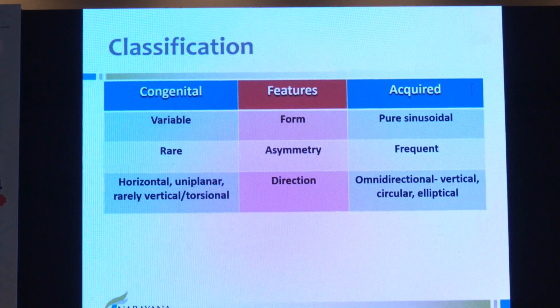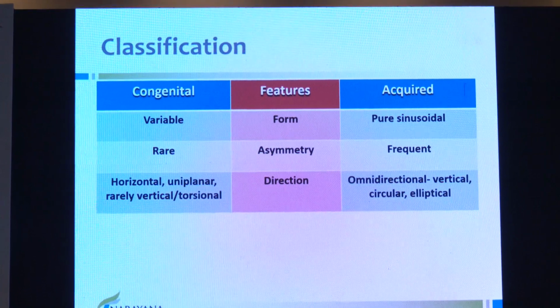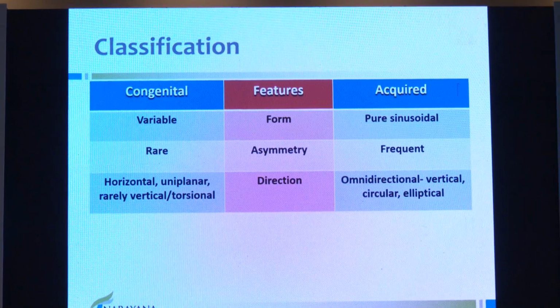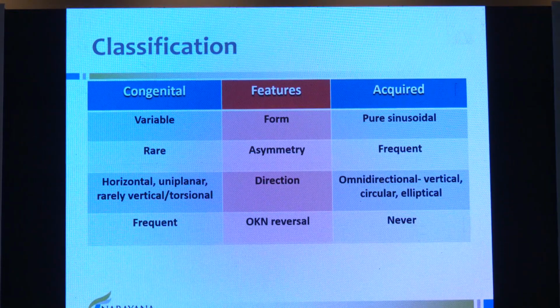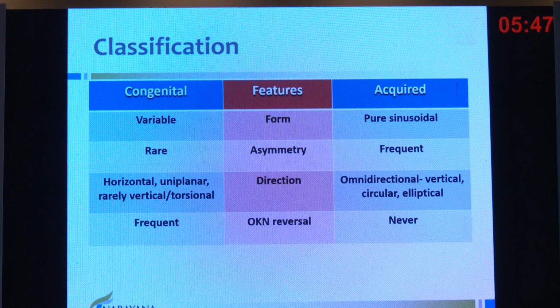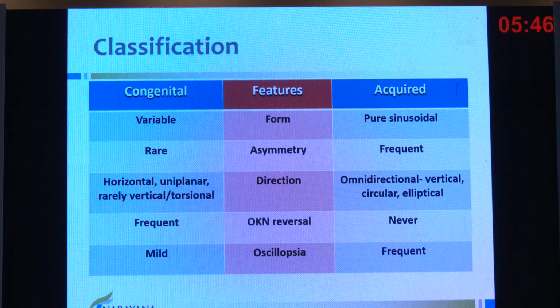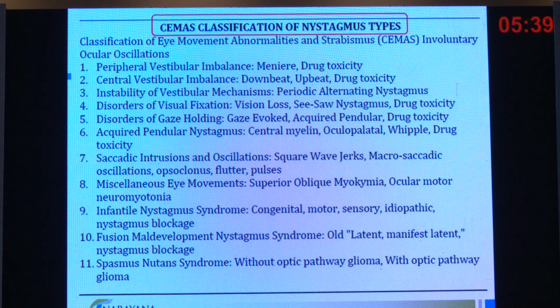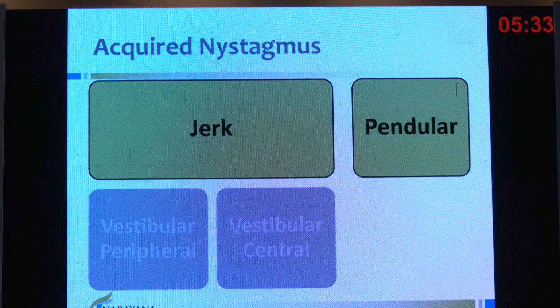Direction is omnidirectional, vertical, circular, elliptical, but in case of congenital it's horizontal, uniplanar, and rarely you get vertical or torsional. Remember, the OKN reversion is never in the acquired compared to that in congenital. And oscillopsia, where the patient believes that he is able to see the images moving, is frequent in cases of acquired. Now this is a very good classification. Those who want to know can look at this, the CEMAS classification, for trying to find out the various nystagmus types. So I'm going to simplify the various types of acquired nystagmus into jerk and pendular, basically on the morphology.